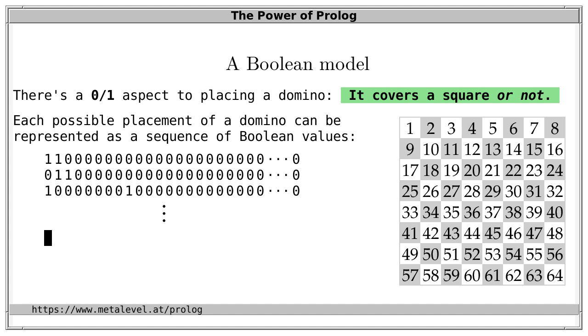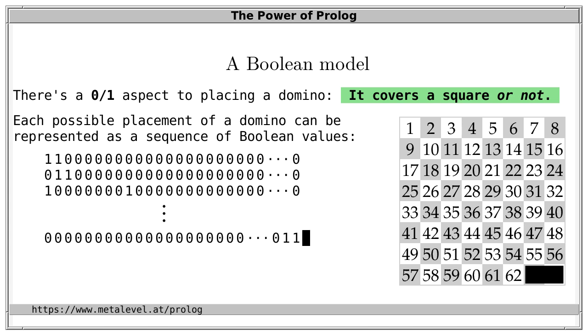And we do this for each possible placement until the last one, say, all zeros followed by 2 ones for the last 2 squares. And in this way, we obtain a matrix of Boolean values, where each row denotes the consequences of placing a domino at a specific position. Now, what about our task, finding a tiling? A tiling means a choice of domino placements subject to certain constraints. The choice is, for each placement, whether to use it or not.